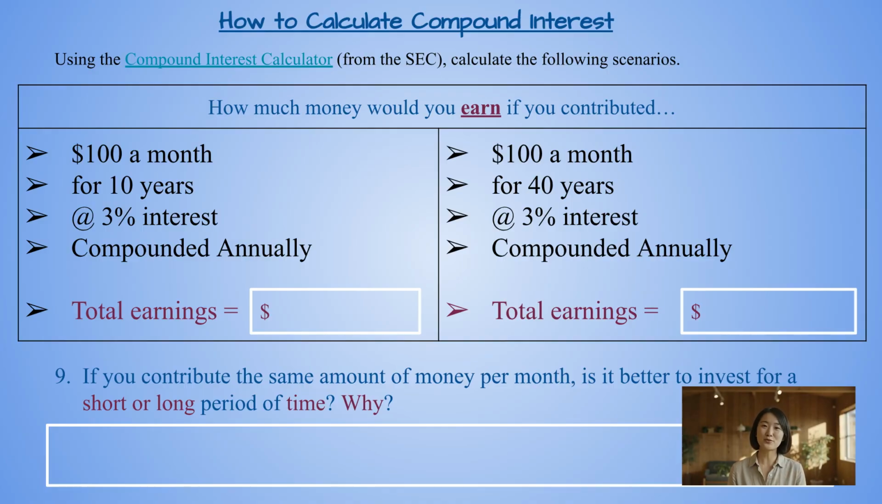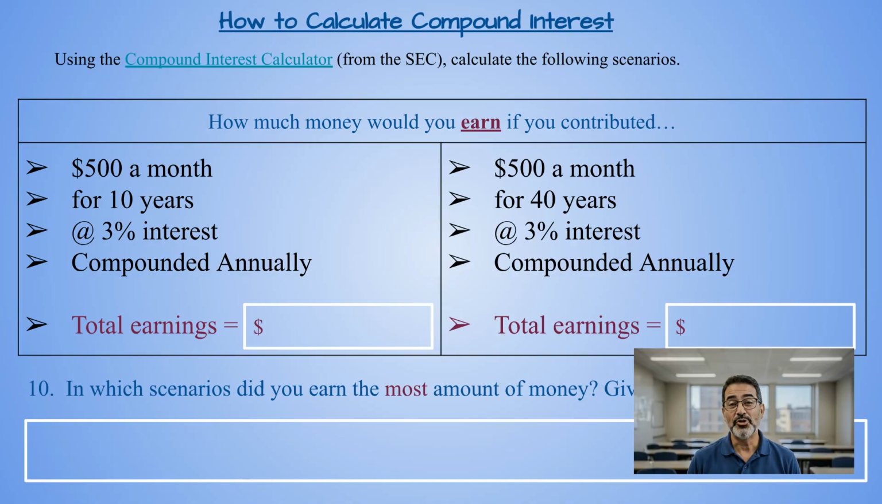Is it better to invest for a short or long period of time? Why? Now this time, let us use the calculator link to compare $500 a month for 10 years versus 40 years at 3% interest. In which scenario did you earn the most money? Give 2 reasons why.